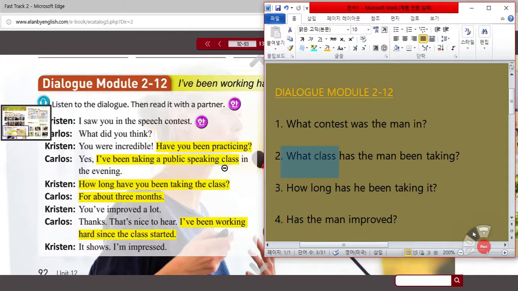Number 3, how long has he been taking it? How long has he been taking the class? Well, Kristen asks the same question. How long have you been taking the class? And he answers, for about 3 months. So not 4 months, but for about 3 months. So the length of time that he took the class has been 3 months. So he started the class 3 months ago.